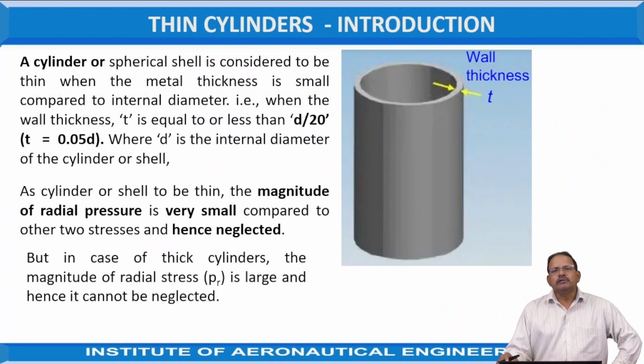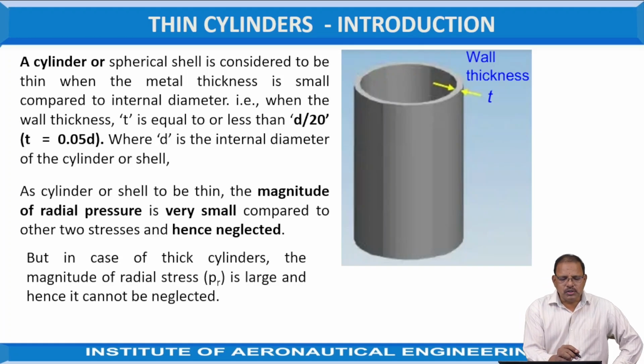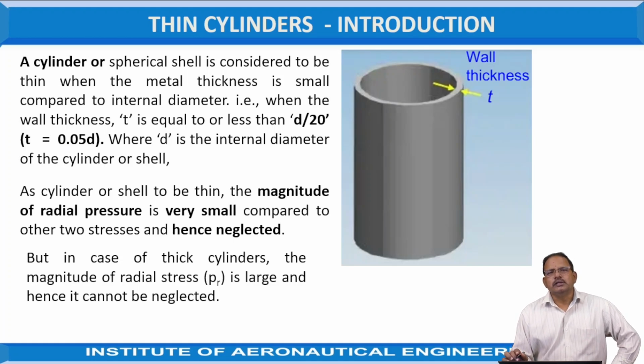These cylinders are classified into two types. One is known as the thin cylinder, another one is known as the thick cylinder. The thin and thick cylinders are generally classified based on the ratio t by d. When the thickness t is less than d by 20, in other words t is less than 0.05 d, then it is known as a thin cylinder. If it is more, it is known as a thick cylinder.